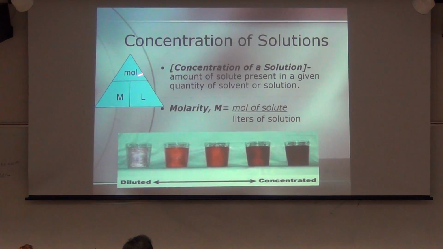In the event you don't remember how to use our molarity triangle, you're going to cover up what you're hunting for. So if we're looking for moles, we cover that up. We multiply molarity times the volume in liters. If you're looking for liters, it's going to be the number of moles divided by the molarity. And of course, the molarity is moles over liters. Works like a charm.